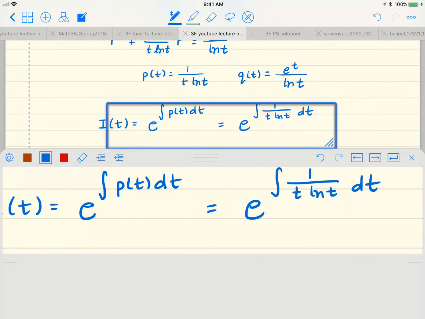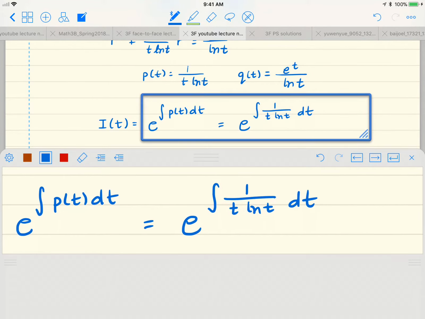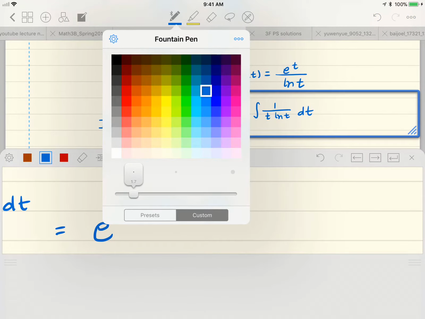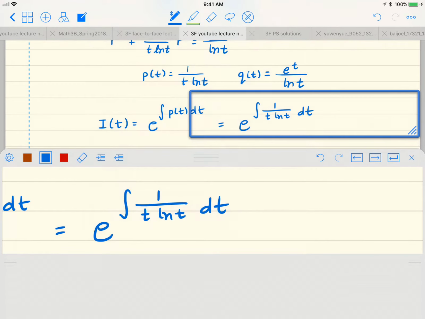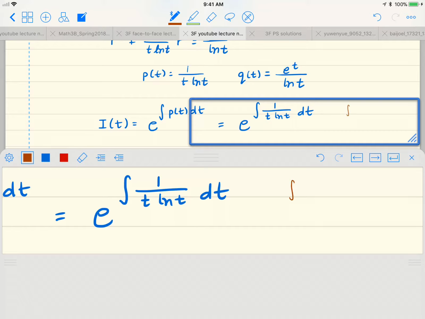Let's see here. Can you see that? Okay. So now what I need to do is calculate the integral of 1 over t natural log of t. So let me move to the side and make my handwriting a little smaller. As a sidebar, I'm going to compute the integral of 1 over t natural log of t dt, and I'm going to do that using u substitution.